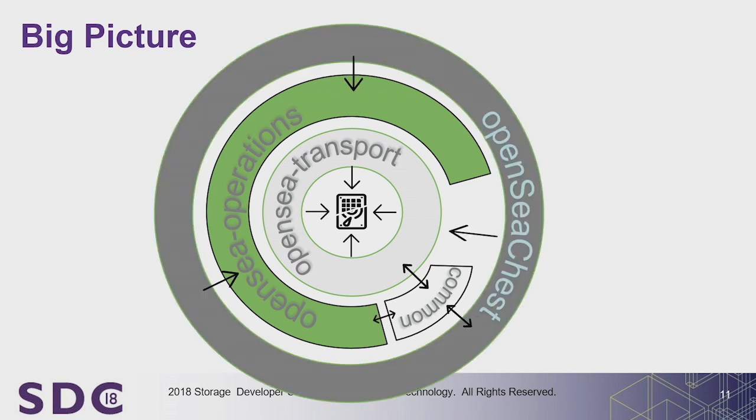And on top of that, we have created an openSeaChest utility layer, right? So if you don't like the way we have done the utilities, you can use the libraries on your own. You don't have to use our utilities. You can just take the libraries and build your own thing on top of it.